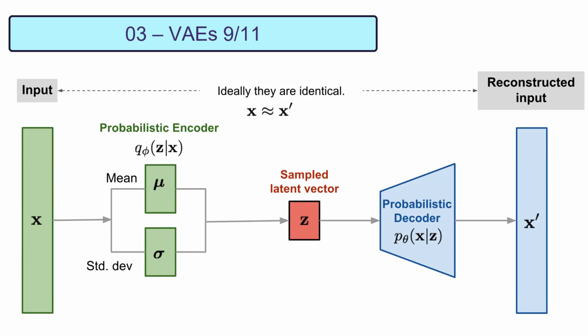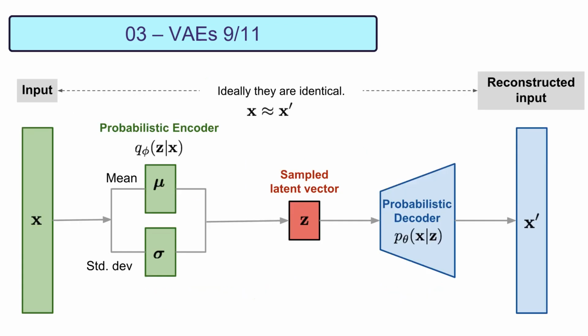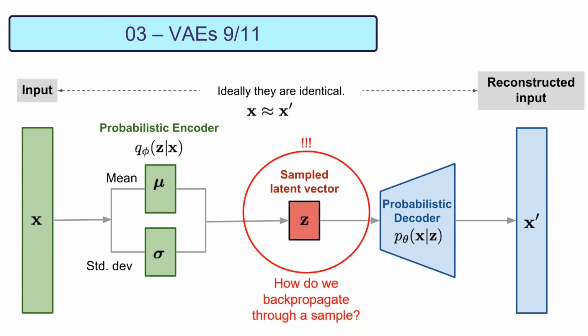All right, so the issue here is, if you remember the objective function, we have a very big problem. We need to sample Z of L. So we sample Z of L, and then the question is, how do I backpropagate? I just sampled values. Sampling functions are not differentiable in general. So if they're not differentiable, how do I train the network? There is no way to backpropagate through a sampling procedure.